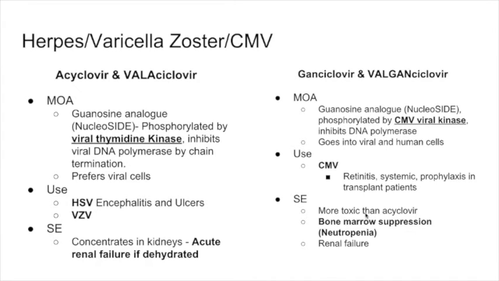Ganciclovir is more toxic than acyclovir, and specifically it causes bone marrow suppression, specifically neutropenia. Renal failure, not as much, but the one thing that I want you to remember is that it causes bone marrow suppression.